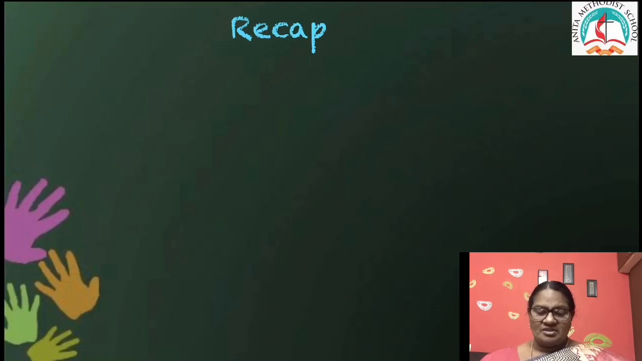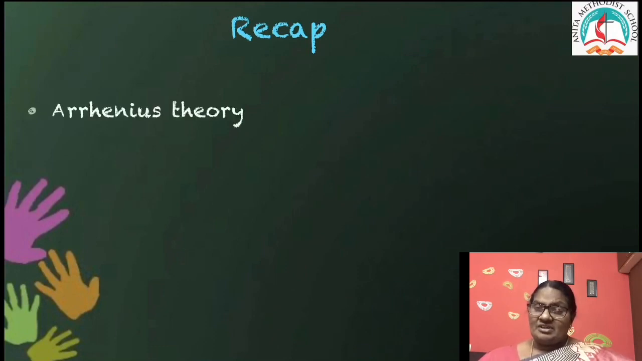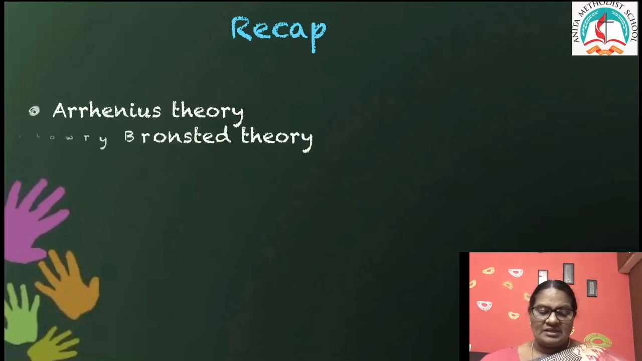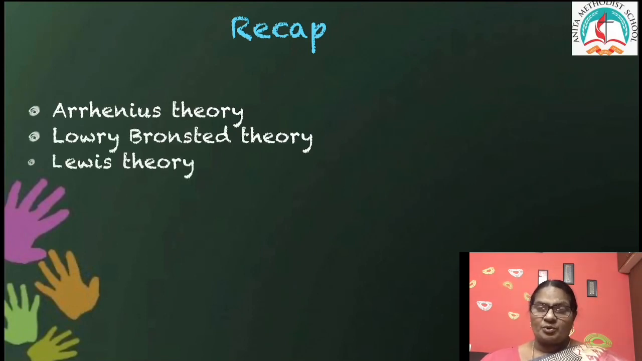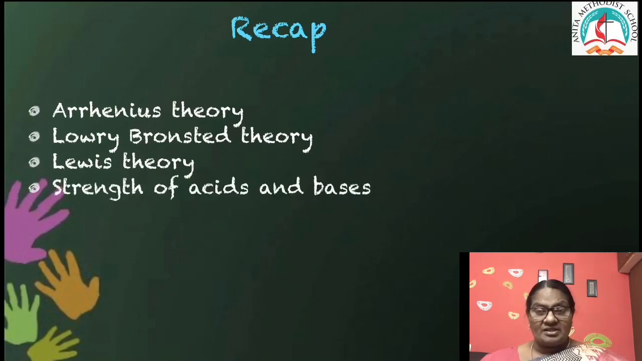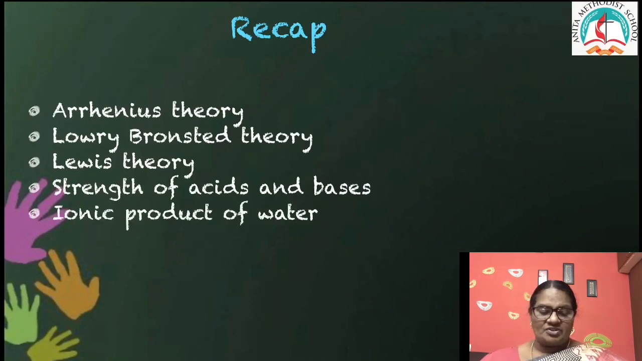So children, we have covered very little, but let's see what we learned. Arrhenius theory. What did Arrhenius say? An acid is a substance that donates H plus in the presence of water, a base donates OH minus. Next, Lowry Bronsted. They just said proton donor is acid, proton acceptor is base. What did Lewis say? Electron pair donor is base, electron pair acceptor is acid. Then we saw the strength of acids and bases and what is meant by the ionic product of water.